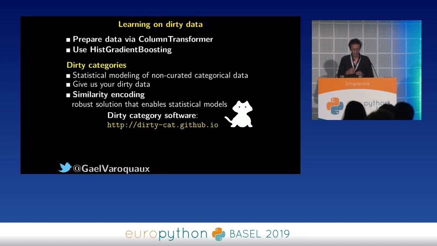Dirty categories: we're interested in statistical modeling on non-curated categorical data. Please help us and give us your dirty data with a prediction task. It helps us benchmark what we do. It's very important. And we have similarity encoding and more work that's coming up really soon.